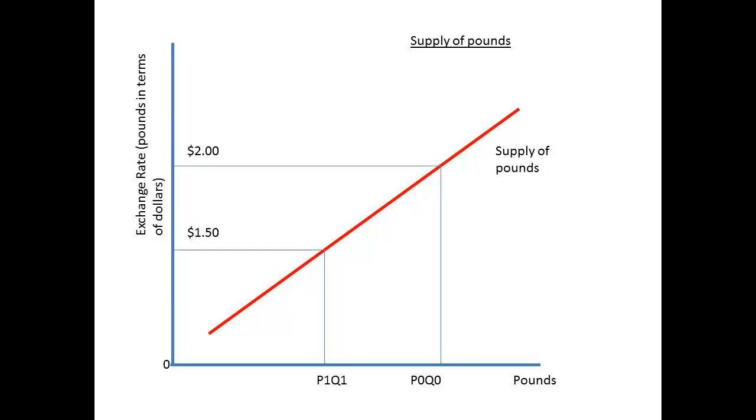What happens to the supply of pounds following depreciation? Is P1Q1 greater or less than P2Q2 in terms of pounds? This depends on the elasticity of demand for imports. If the demand is elastic, the quantity of imports falls by a bigger proportion than the price rises, so the total value of imports and the total value of pounds falls. The supply curve for pounds slopes up from left to right.